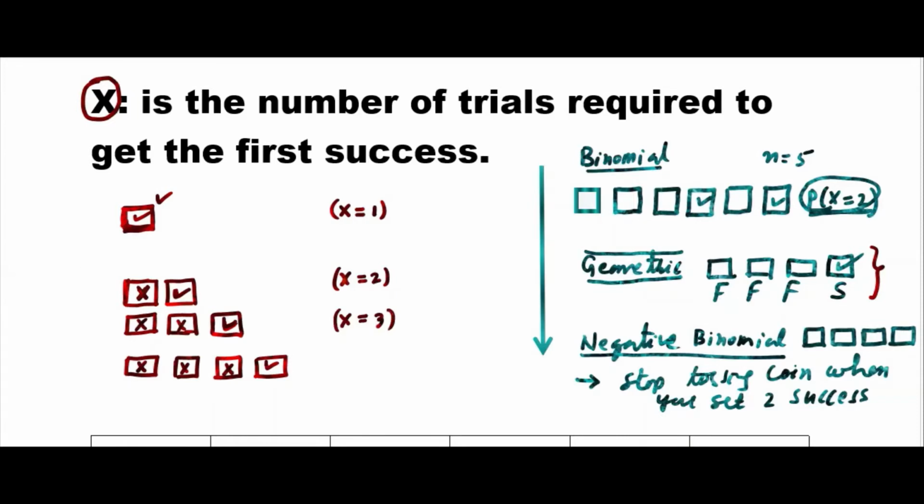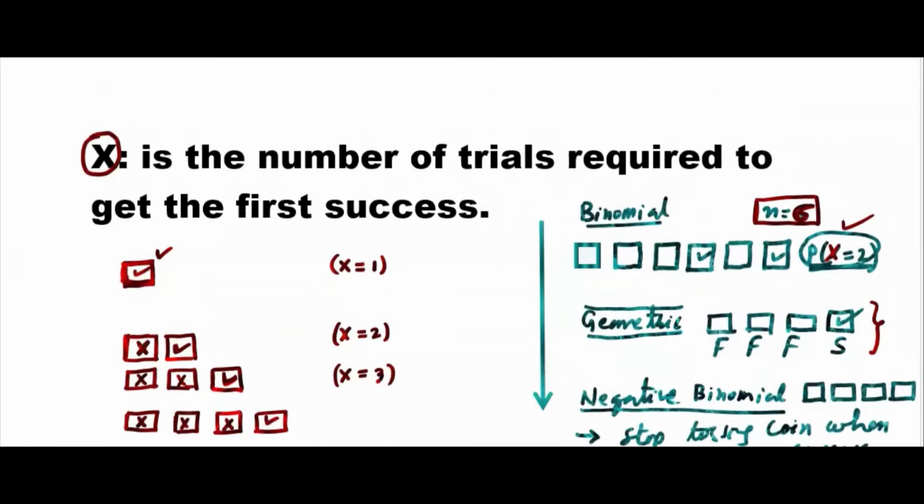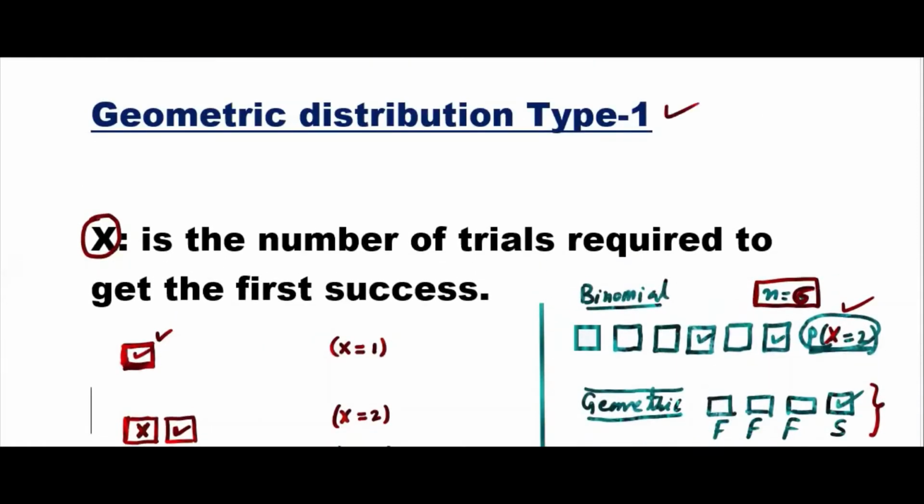Compare with the binomial distribution. The number of trials, n, was fixed there. And we never found the probability that n is 5 or 7 because n was fixed. 1, 2, 3, 4, 5, 6. N was 6, that is fixed. We found the probability of 2 successes. Here we are talking about only one success, not more than 1 in geometric. We are doing the geometric distribution.